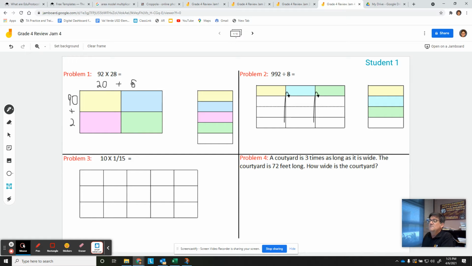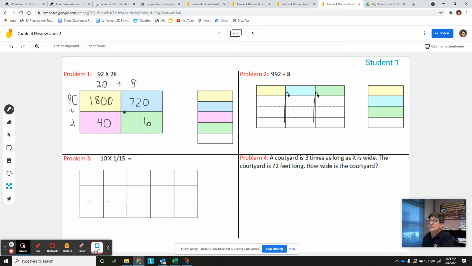Now when we do 28 times 92, 20 times 90, that's like 2 times 9, so that's 18, but it's 10 times 10, so that's 100. And so that's 1800. Then 20 times 2, that's 40. And 90 times 8, 8 times 9 is 72, and then there's times 10, so that's 720, and then 2 times 8 is 16.